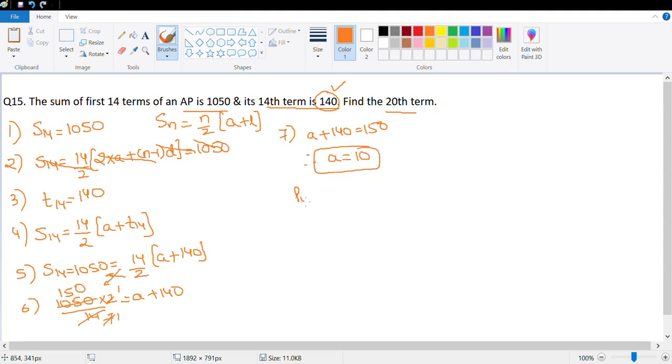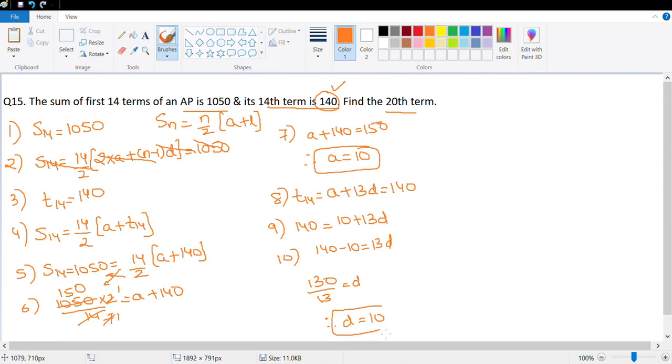Now put A is equal to 10 in which equation? Well, okay, before that we will have to figure out the value of D, right? So what else is given is T14, which is equal to A plus 13D, and this is given equal to 140. So 140 is equal to A, which is 10, plus 13 times D. This gives us 140 minus 10 is equal to 13D. 130 upon 13 is equal to D. Therefore, D is equal to 10. So A is also 10 and D is also 10.